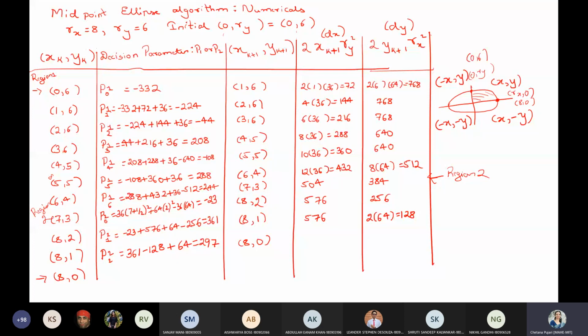Yeah, you can just take it on. So once you're done, let me know. So we are done with the ellipse midpoint algorithm.